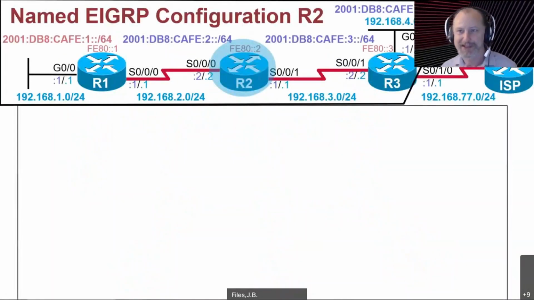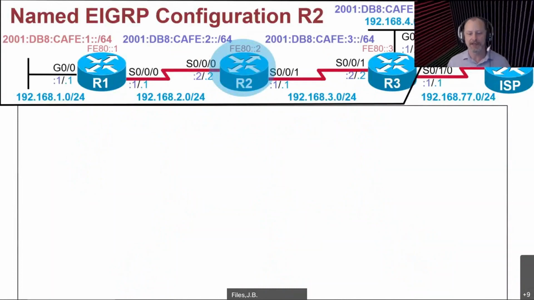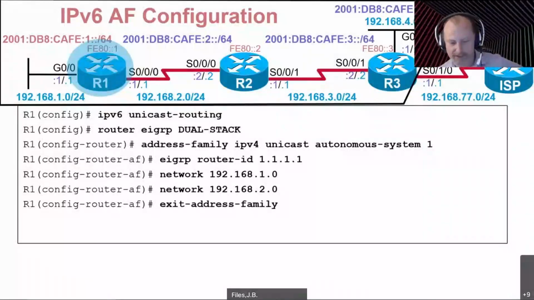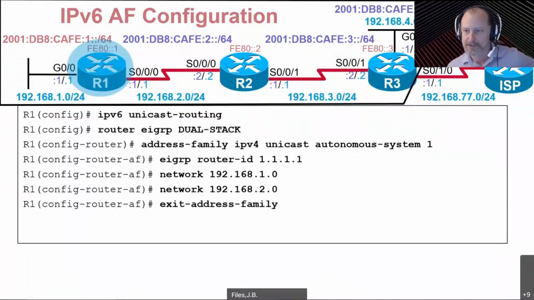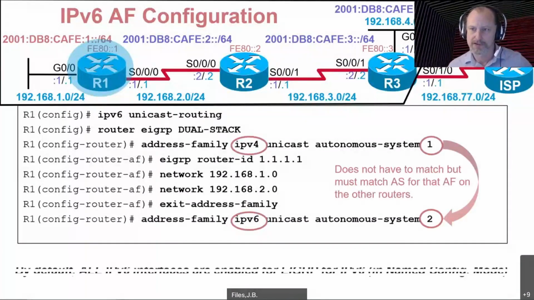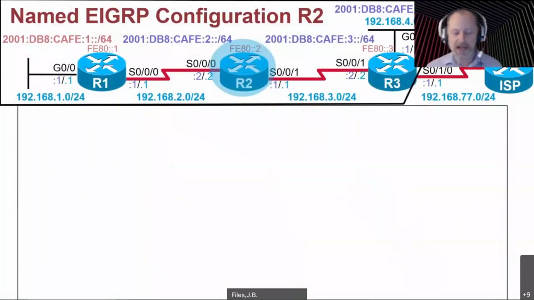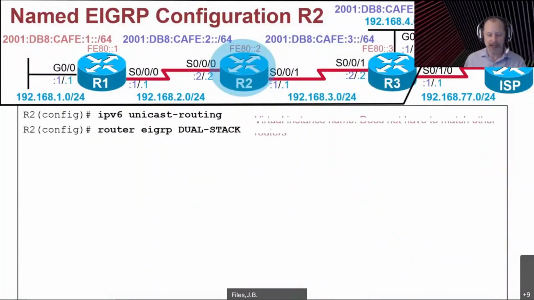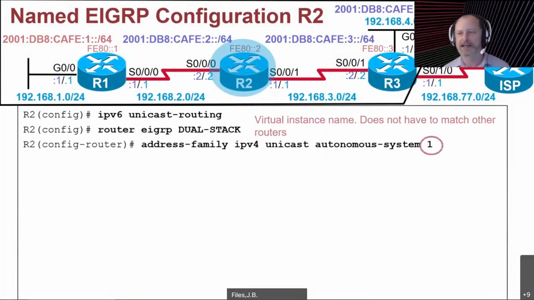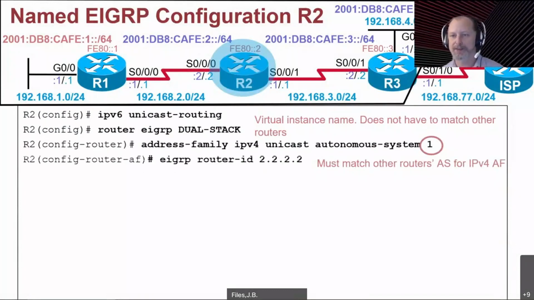All right. So let's configure named EIGRP. Well, actually, did I? Okay, no, we got done with that slide. Okay. So named EIGRP configuration for R2. Unicast routing, we're going to name it dual stack. IPv4 autonomous system 1's got a match.